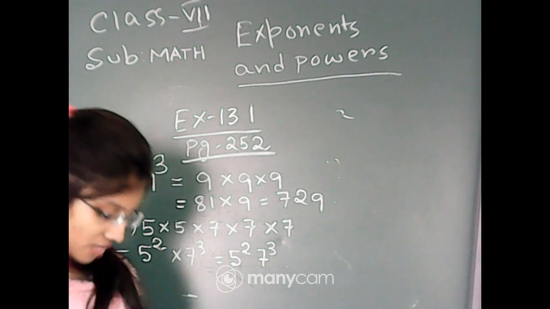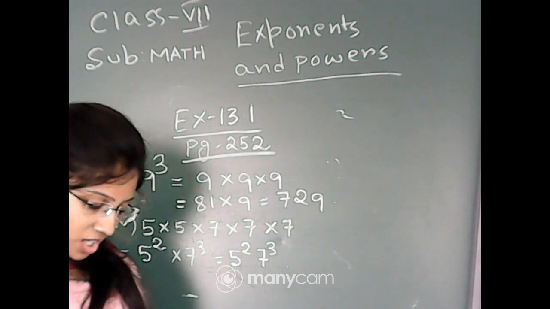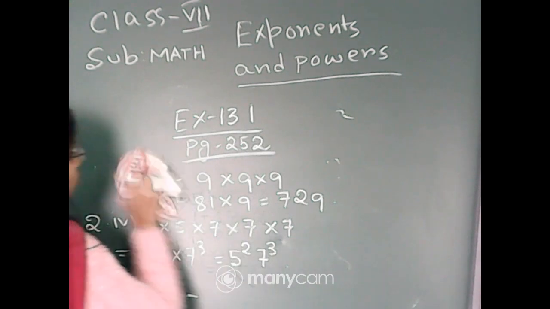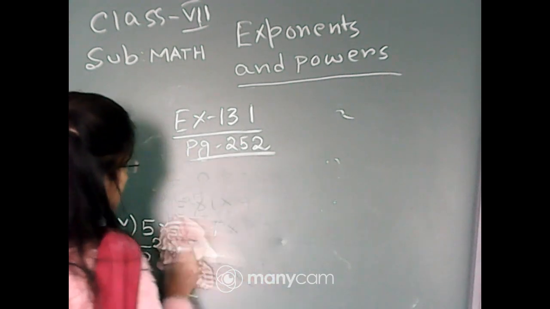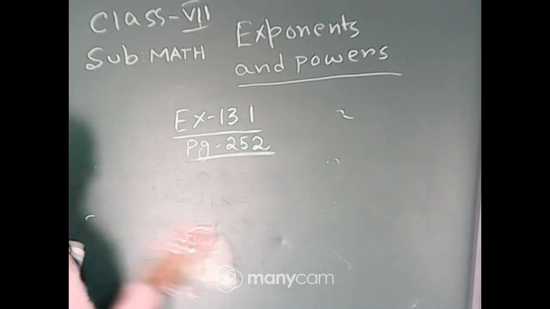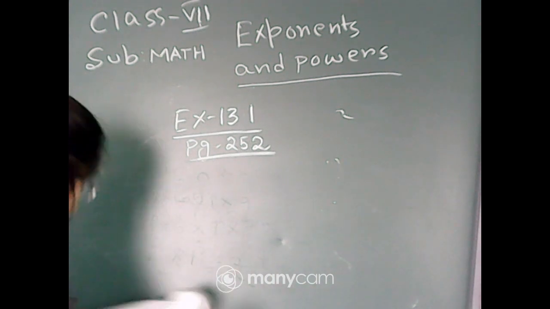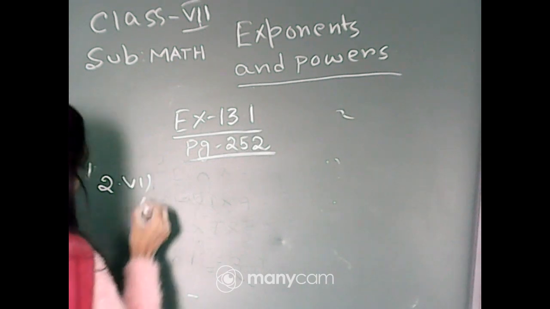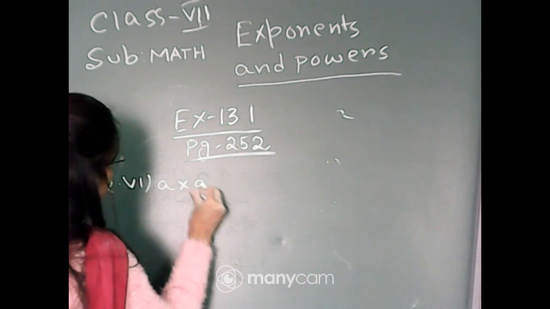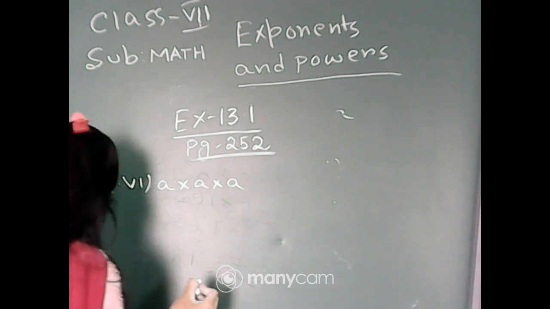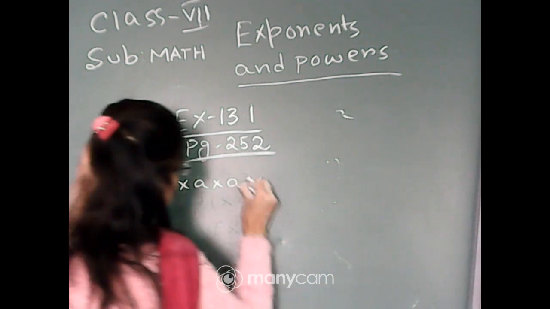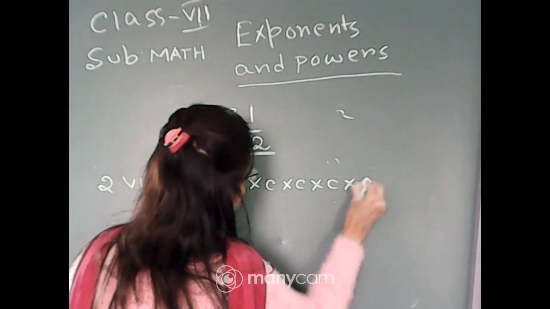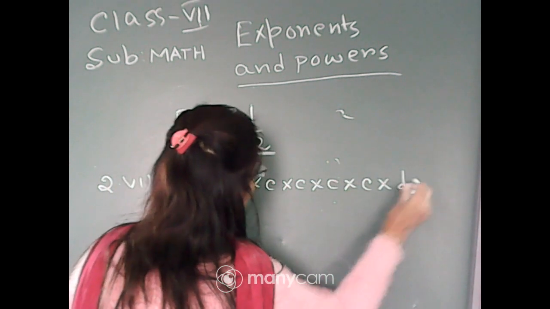Okay. Next, question number 6 of 2. A into A into A into C into C into C into C into D.